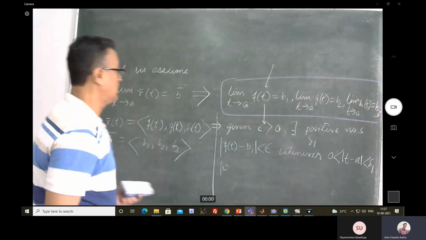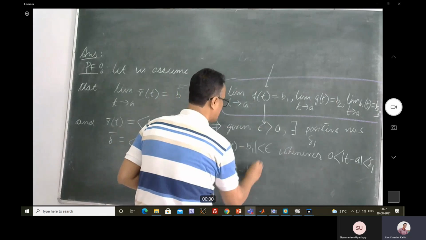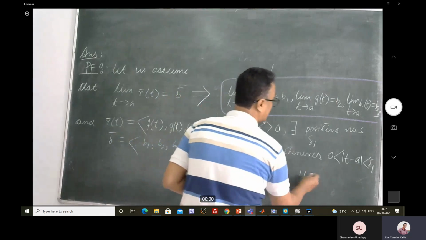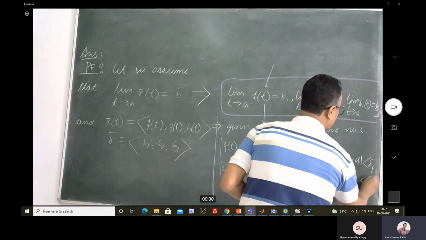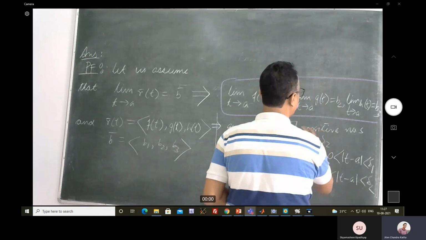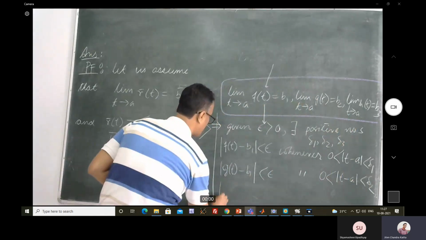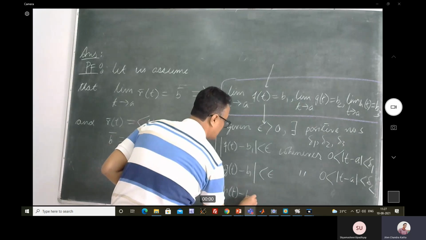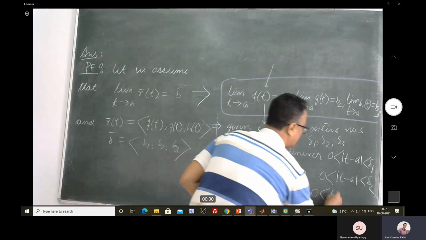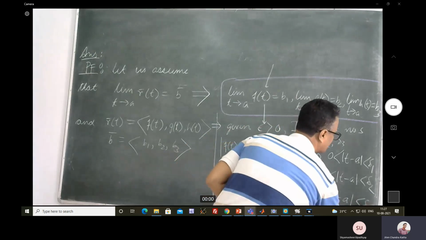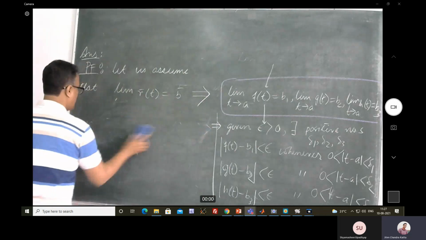Okay, so similarly for g(t) minus b2 also, I can write it as t minus a less than something like delta 2. So basically there are positive numbers delta 1, delta 2, delta 3, such that this is valid, this is valid, this is V2, this is V3, less than epsilon, and again t minus a less than delta 3. So this part you have already worked out in single variable, right?